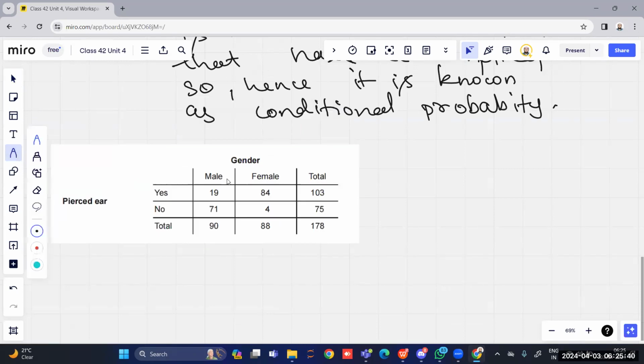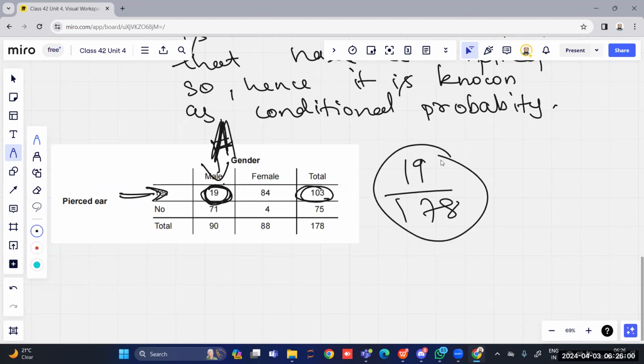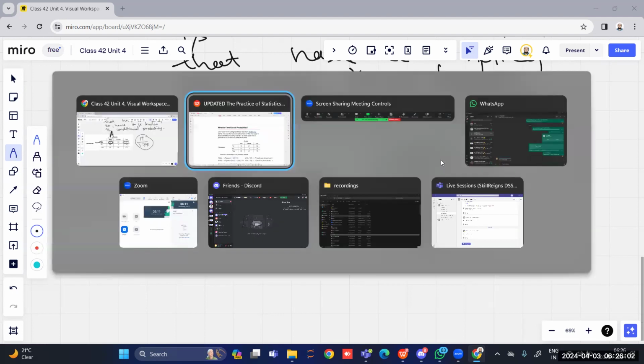So we have used this table such that, suppose we want to find the probability that it is male and has a pierced ear. So where will we go? Here. We'll take this: male and pierced ear. So it will be 19 upon 178, yes or no? So we have done this thing.